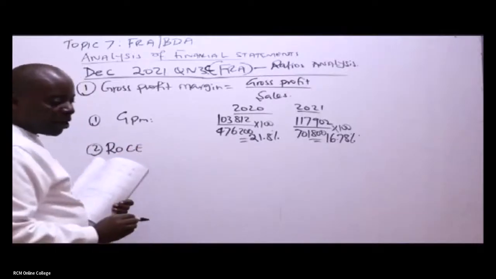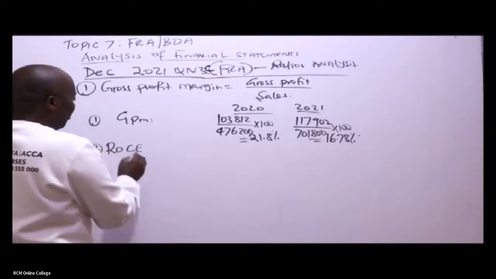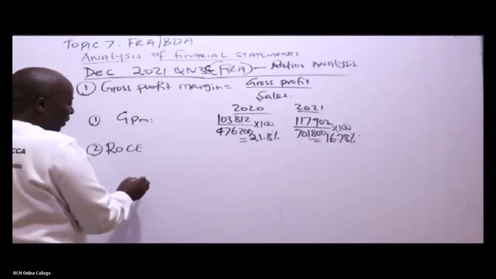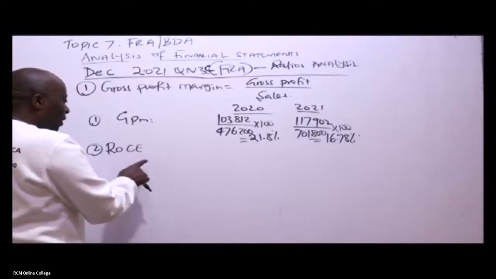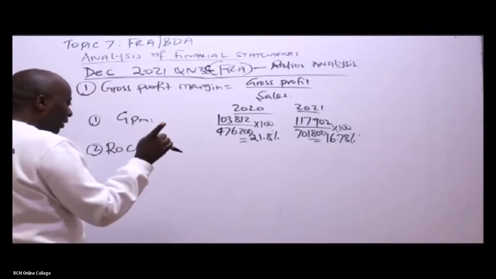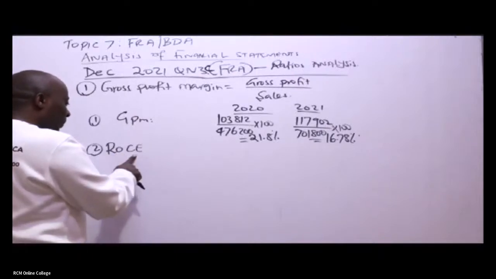ROCE is return on capital employed. How do we get this return on capital employed? Very, very easy. Whenever I see ROCE, please don't pronounce this as Rose. Rose is my sister. Rose is your mother. Professionally, we pronounce this as ROCE.